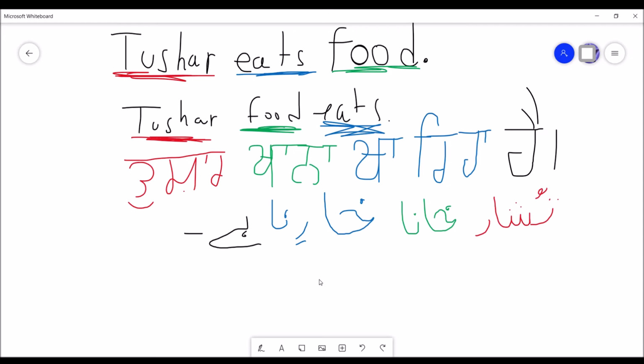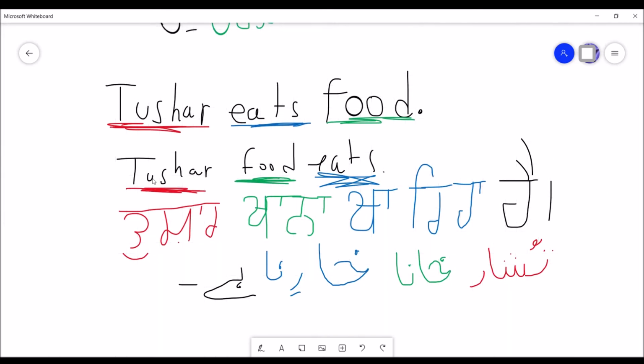You can actually say Khana Tushar kha reha hai. You could put object, subject, verb. You could say kha reha hai Tushar khana. You could say khana kha reha hai Tushar, as long as you put a comma afterwards. You can put the sentence structure literally however you want.